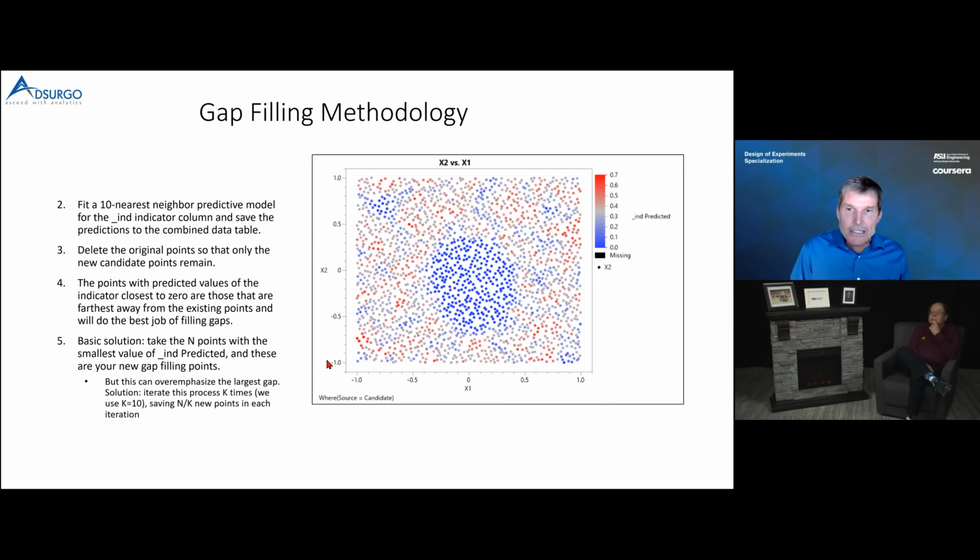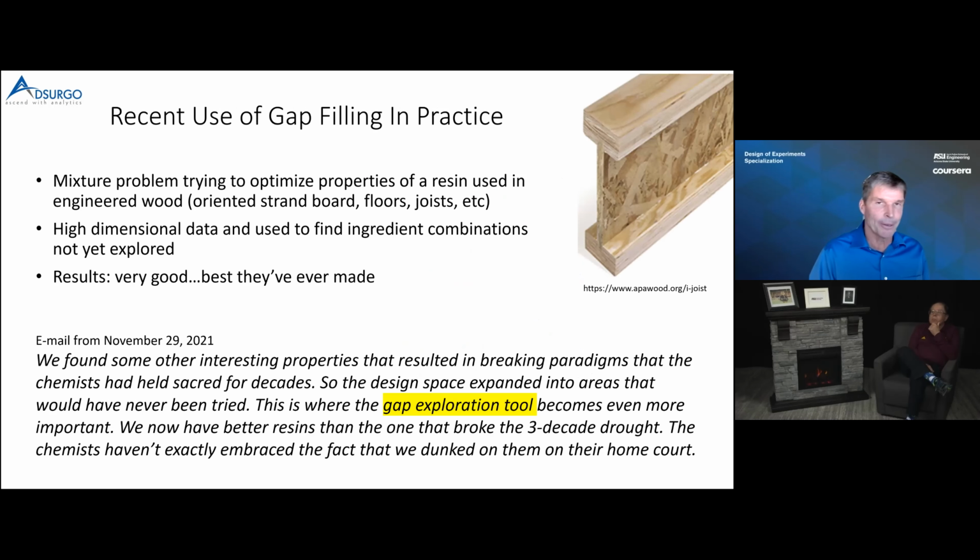That's neat, but if you only do it once, it kind of overemphasizes the biggest gap there. So we like to do it maybe up to 10 times. If you want 400 points, we're going to give you 40 the first time, and then just keep adding along the way. So that iterative process really ends up helping.